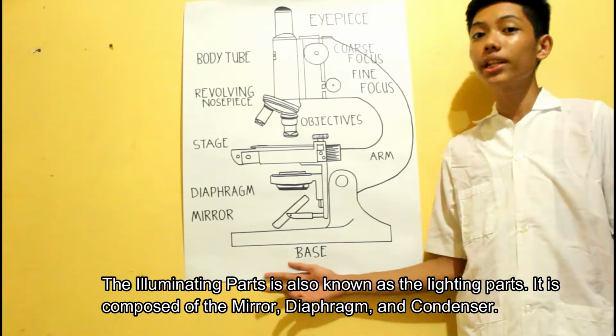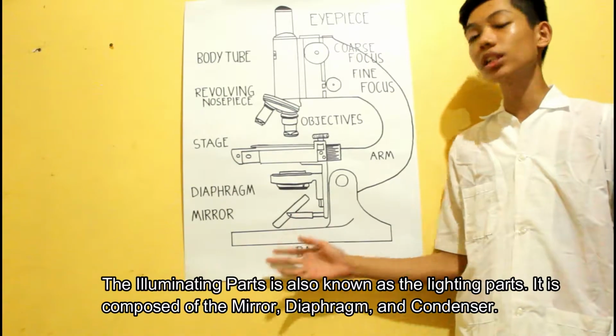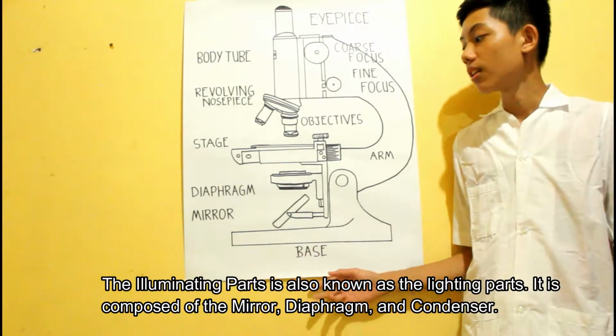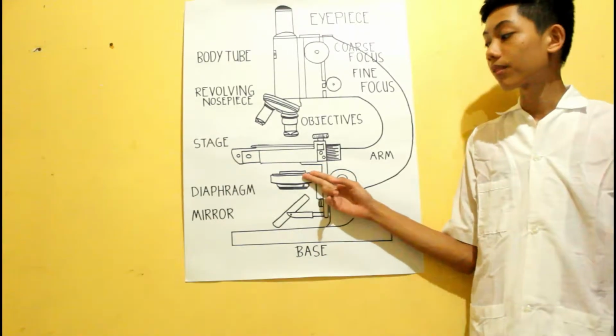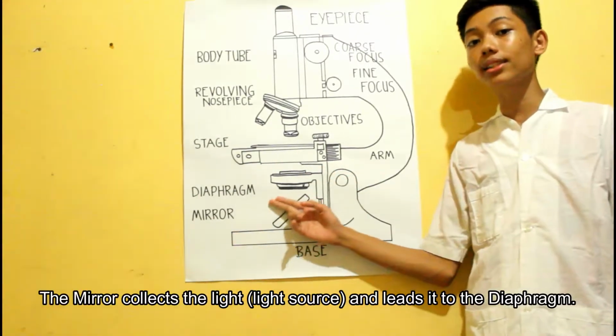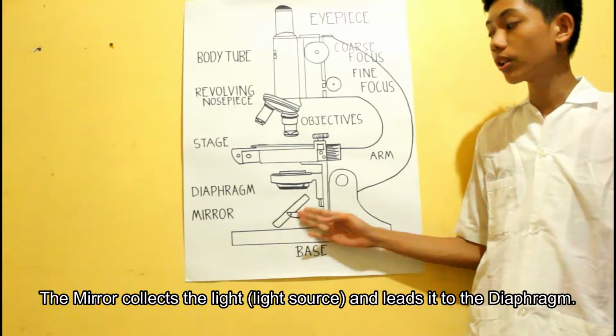Let's head to the illuminating parts. The illuminating part is also known as the lighting parts. It is composed of a mirror, diaphragm, and a condenser. The mirror collects the light and leads it to the diaphragm.